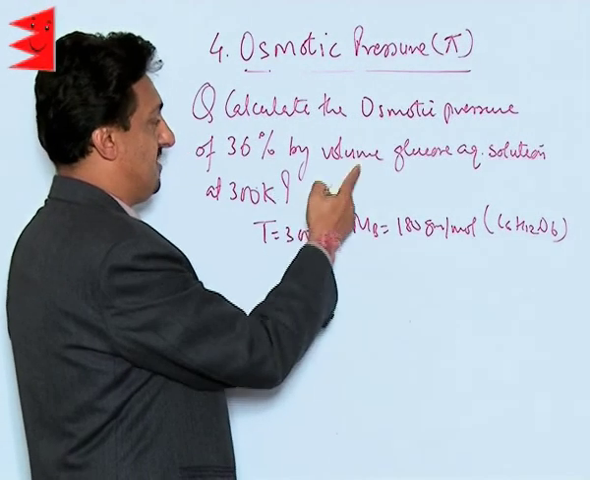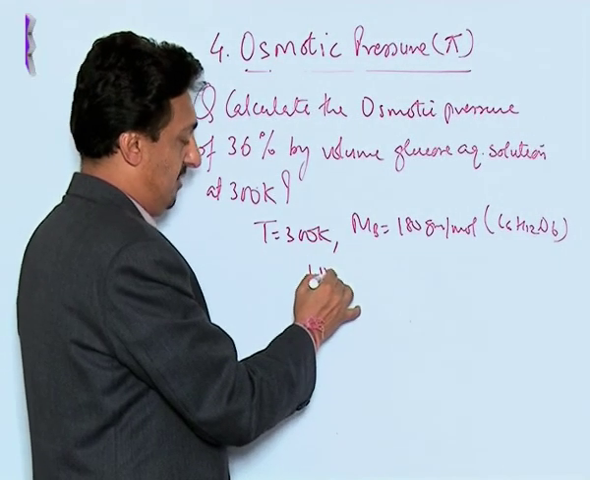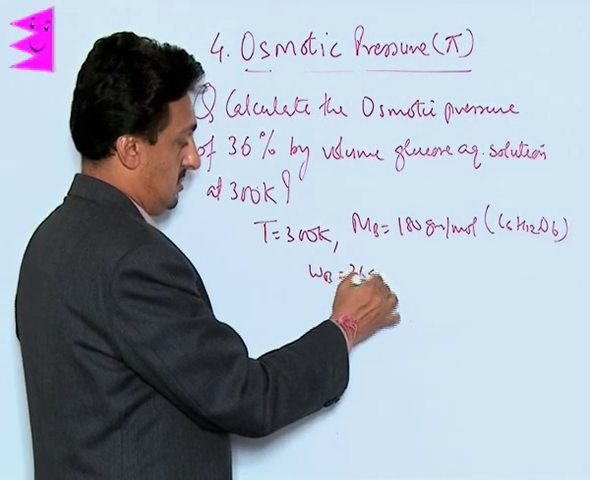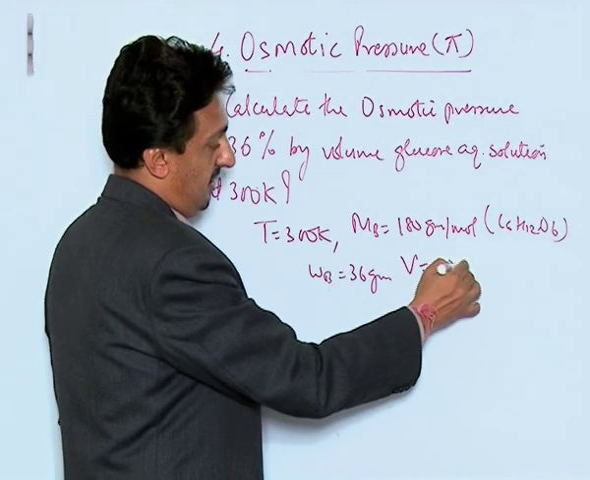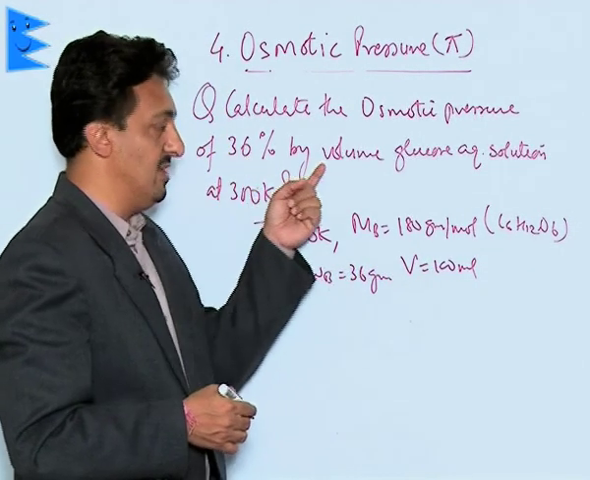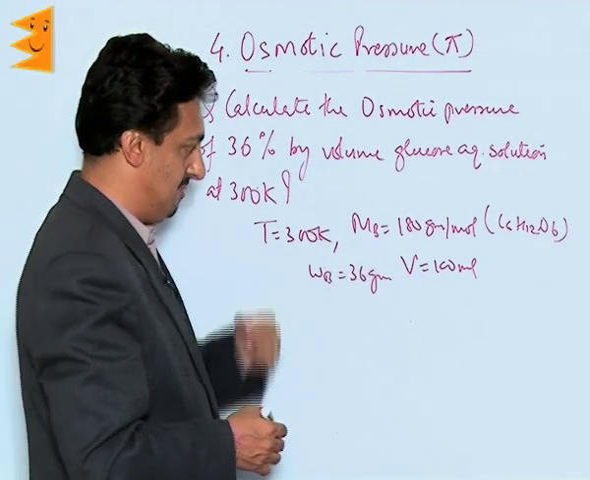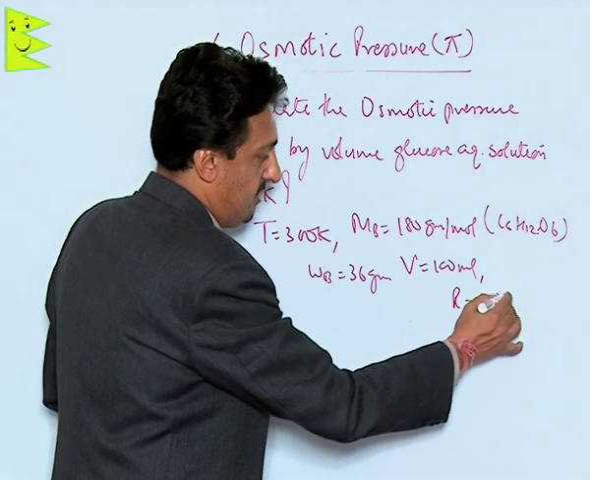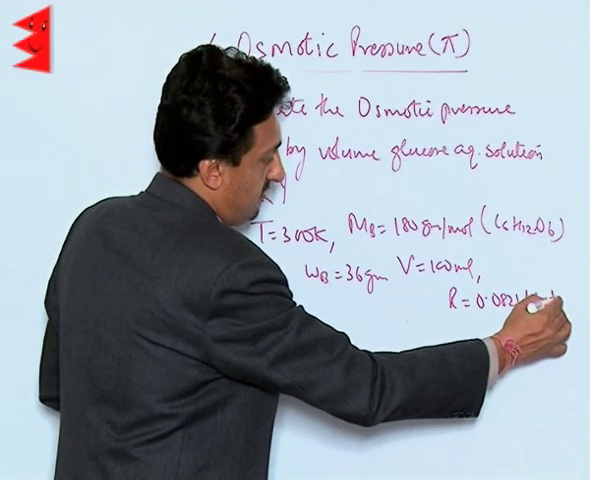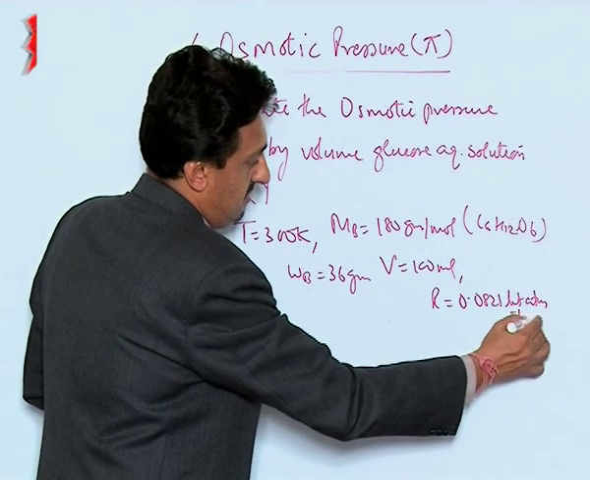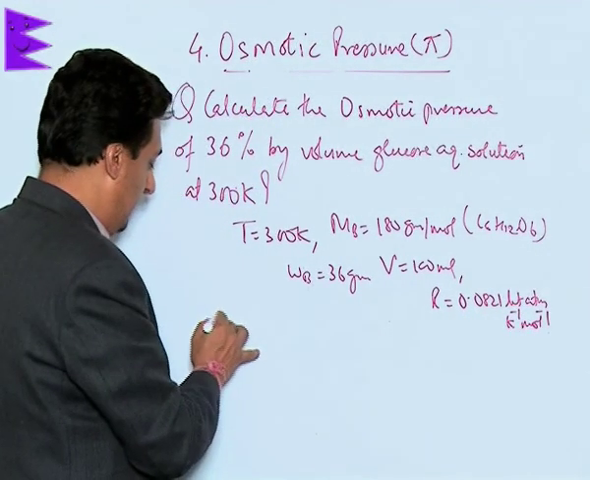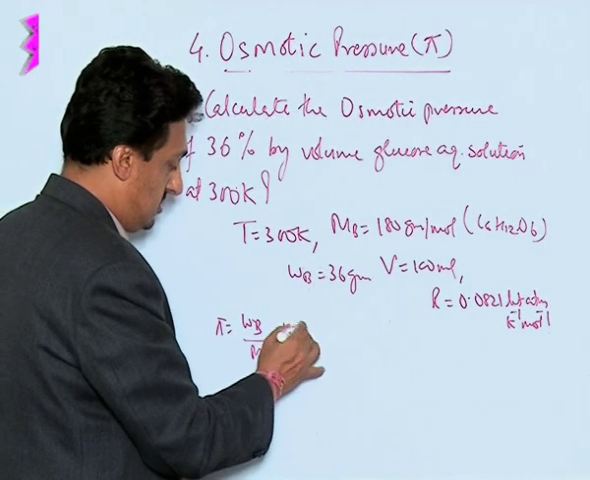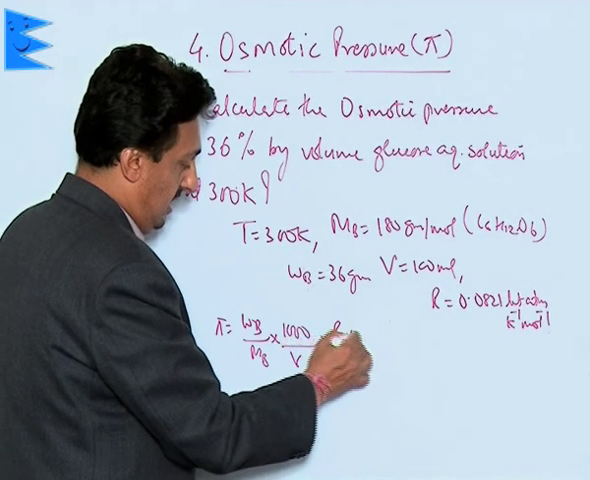Then, 36% by volume means what? The weight of the solute is 36 grams, and the volume of the solution will be 100 ml, because it is 36 grams of glucose in 100 ml of the solution. We already know R is 0.0821 liter atmosphere per Kelvin per mole. So pi will be weight of the solute, upon molar mass of the solute, into 1000 by V, into R into T.